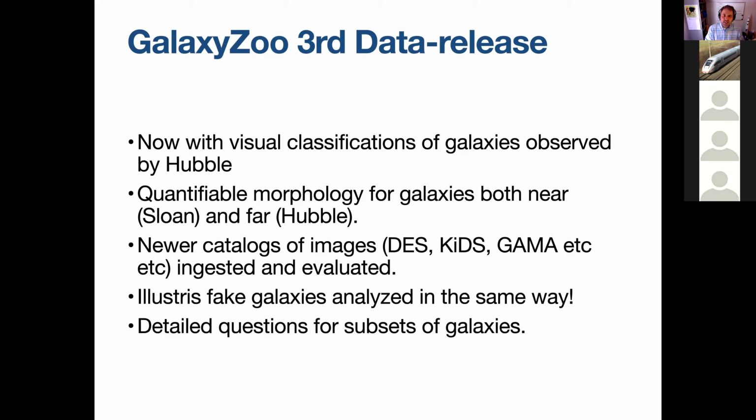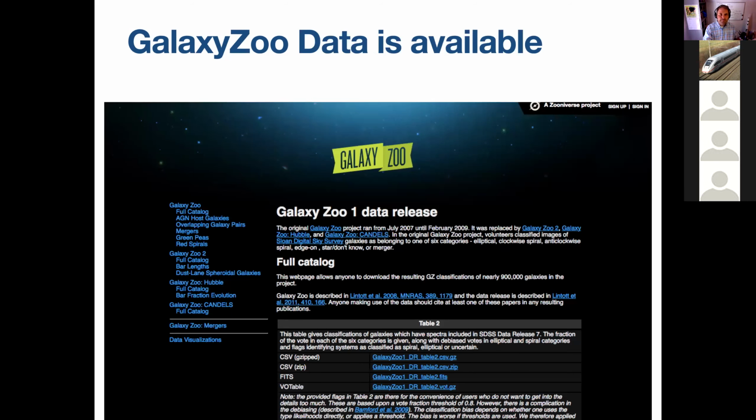And there are lots of detailed questions about subsets of galaxies, anything from spiral structure to the number of little star-forming regions. All those things have been done using Galaxy Zoo because it's such a large number of people, a small investment individually, but everybody contributes. And so this happens very, very quickly. The Galaxy Zoo data is available. The classification fractions are available as full catalogs for Galaxy Zoo 1 and 2, and for Hubble, and for CANDELS, and very soon also for DES.